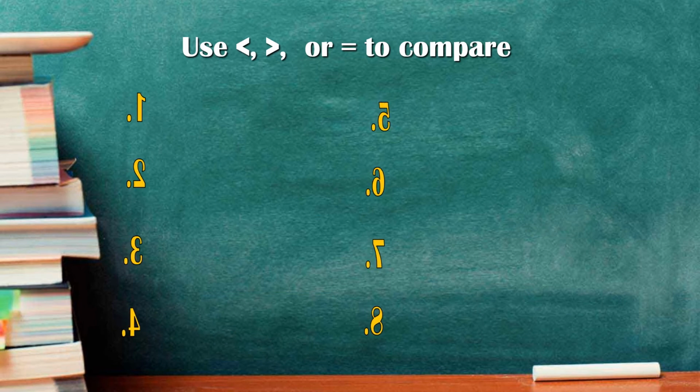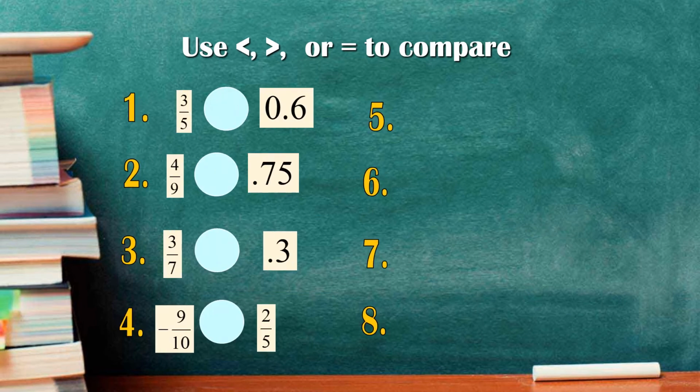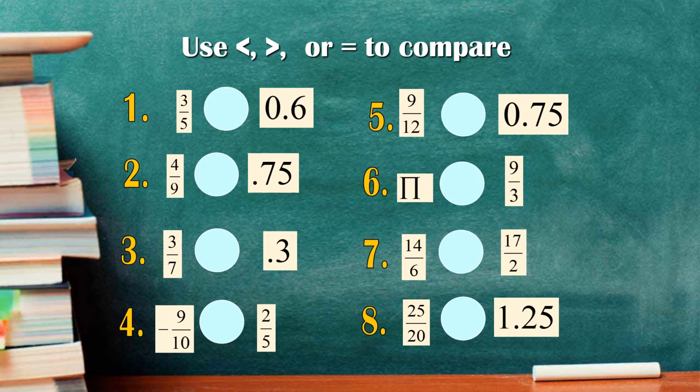Okay, now you just have to put less than, greater than, or equal. Let's have item number 1. The first symbol is less than, the second symbol is greater than, and the third one is equal. When we say less than, the number on the left side is less than the number on the right side. When we say greater than, the number on the left side is greater than the number on the right side. And when we say equal, the numbers are the same in value.